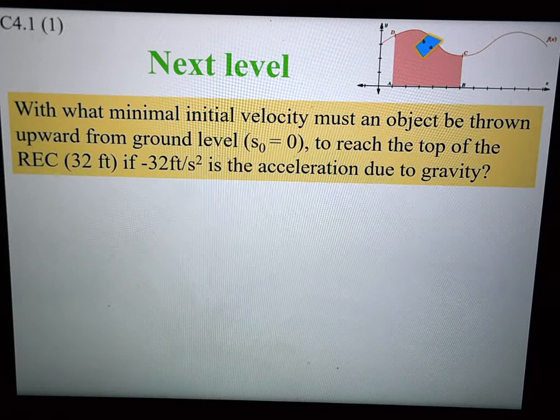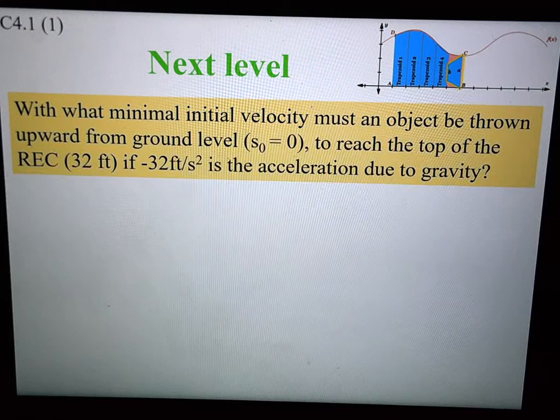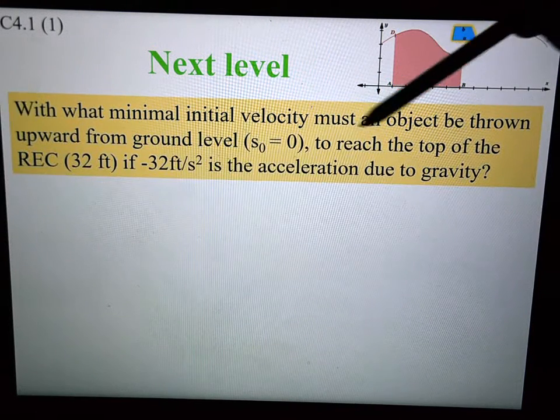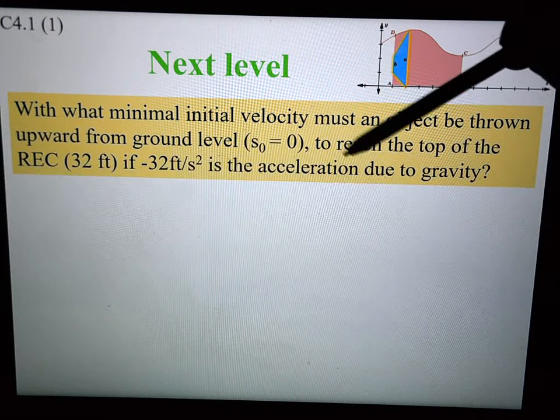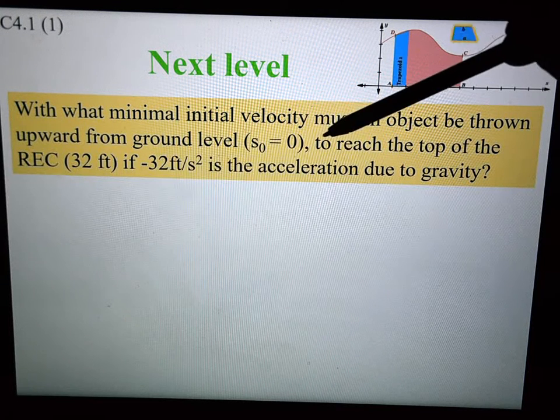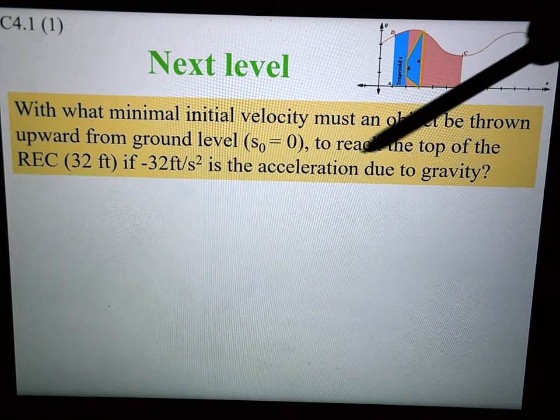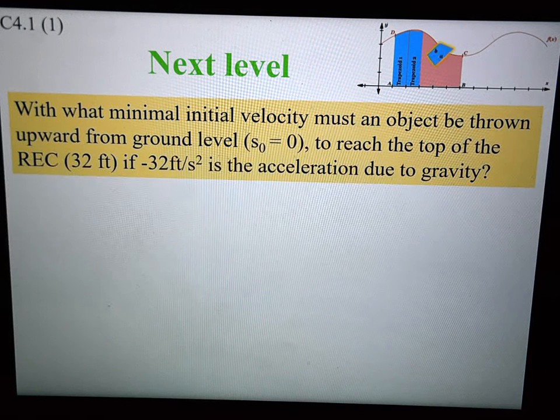And so we have one more problem. Let me let you read this problem. You might need to press pause real quick while students read this. This is the hardest that it gets: to figure out how much velocity an object must be thrown upward from ground level to reach the top of the wreck if negative 32 feet per second squared is the acceleration due to gravity. So let's do the hardest that it gets.